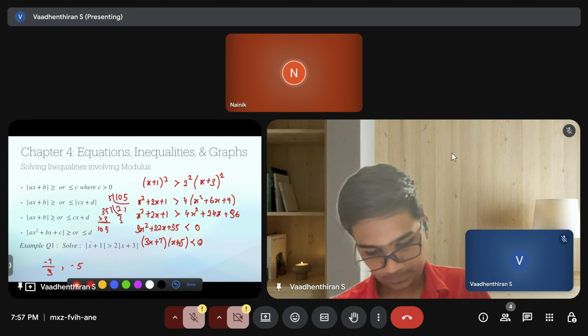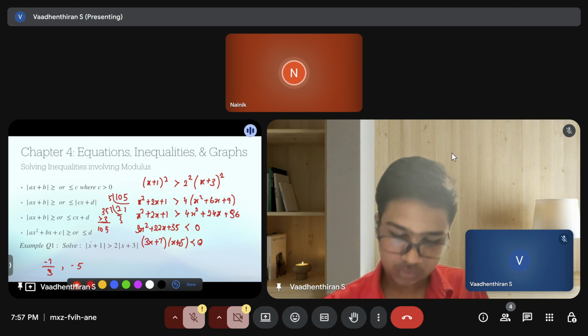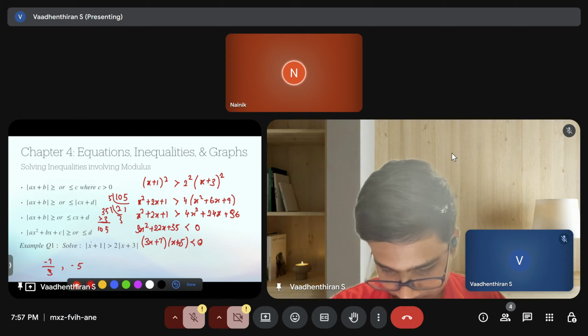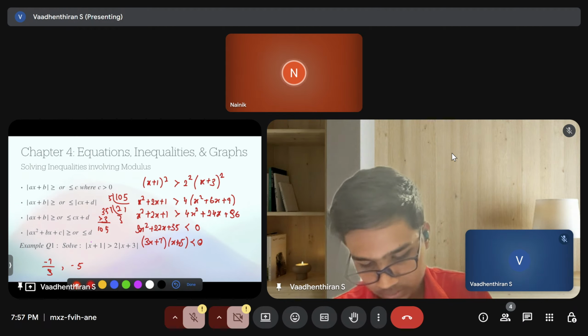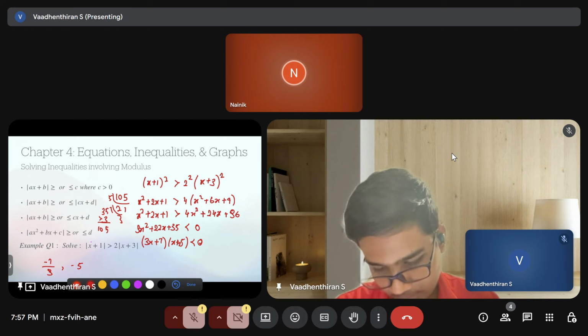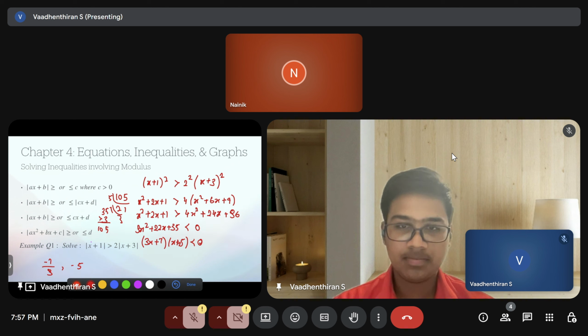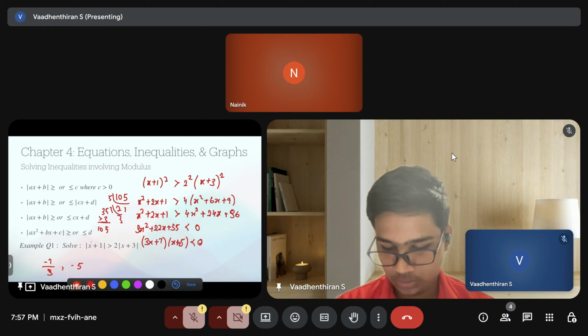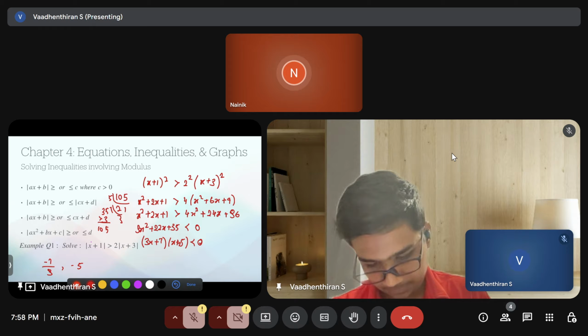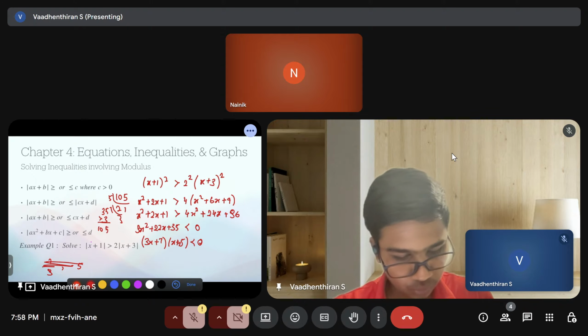So 3x squared plus 15x plus 7x plus 35. You can factorize that easily: 3x times (x plus 5) plus 7 times (x plus 5). So (3x plus 7) and then (x plus 5). Yeah, that's what we got here. So 3x is, so x is minus 7 by 3.